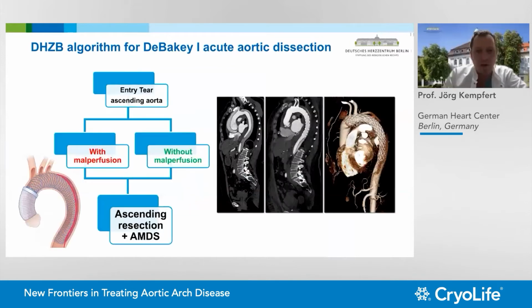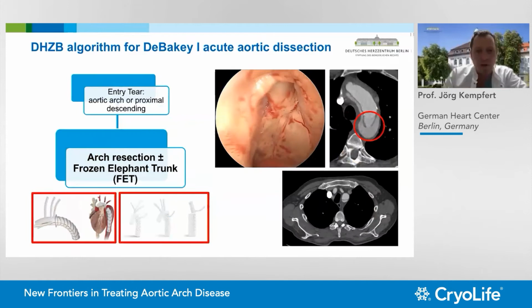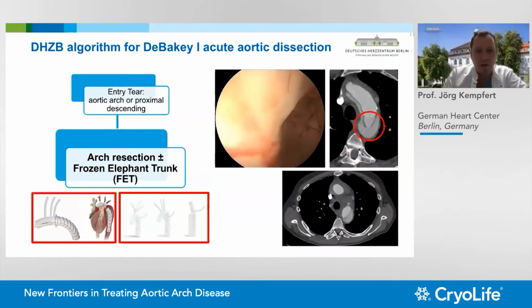So this is the first example. Whenever we see a patient that has an isolated tear in the ascending with or without malperfusion, our standard approach would be to use the open anastomosis and, as an adjunct, the AMDS stent. However, unfortunately, not all cases are that easy.